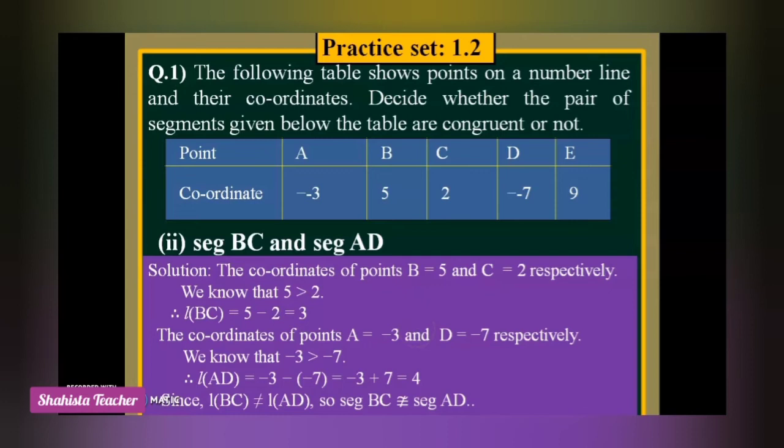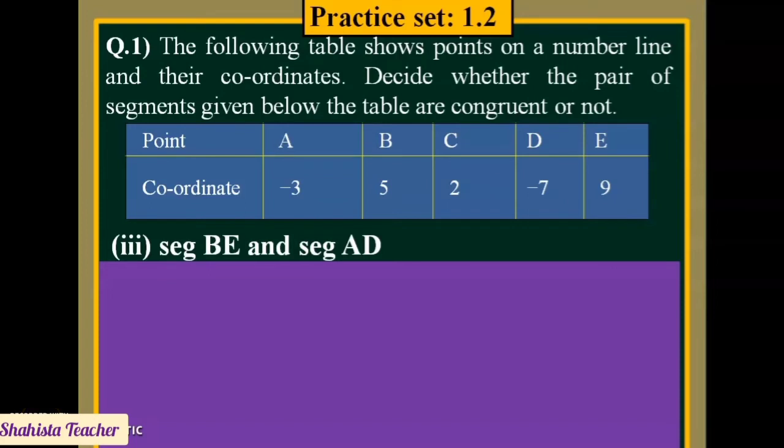Now students, let's solve sub question 3. Students, sub question 3 is very simple, as you understand how to solve sub question 1 and sub question 2. Here, the same trick we will apply. Segment BE and segment AD. Here coordinate points are given. We have to check whether they are equal or not. If they are equal, that means they are congruent. If they are not equal, that means they are not congruent. Sub question 1 was not congruent, sub question 2 was not congruent. Let's check whether sub question 3 is congruent or not.